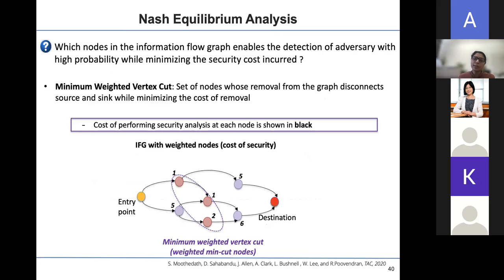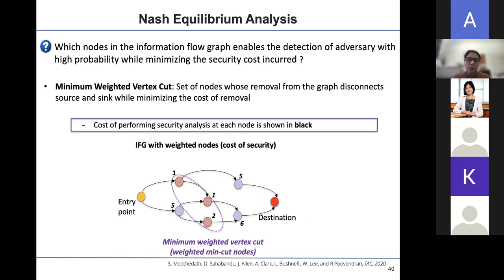So what is a vertex cut? In a graph, a vertex cut is a set of nodes such that if you delete those nodes, it will partition the graph into two disjoint components. If you look here in the ellipse, you have 3 nodes. If I remove those nodes, it will partition the graph into 2 components, with the entry point on one component and the destination on the other. Such a set is called a vertex cut. And if it has minimum weight, it is called a minimum weighted vertex cut.